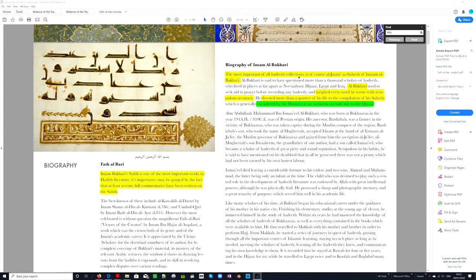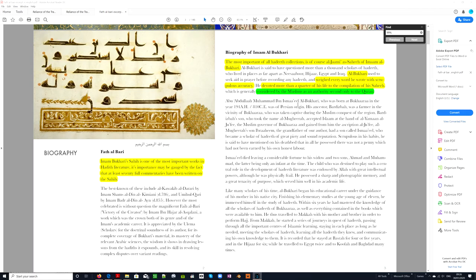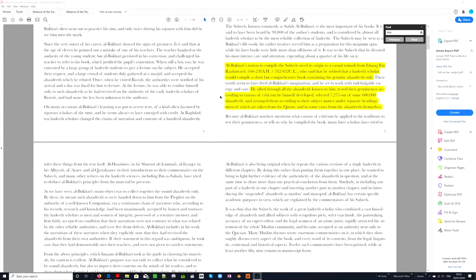The most important of all hadith collections is, of course, the Sahih of Imam al-Bukhari. Al-Bukhari weighed every word he wrote with scrupulous accuracy. He devoted more than a quarter of his life to the compilation of his Sahih. It is considered by Muslims as an authority second only to the Quran. Interesting. So very often I will hear, well, that's not the Quran, or that's only the hadith and it's whatever. This thing holds authority. Now I'm going to skip forward, page 5 of this.